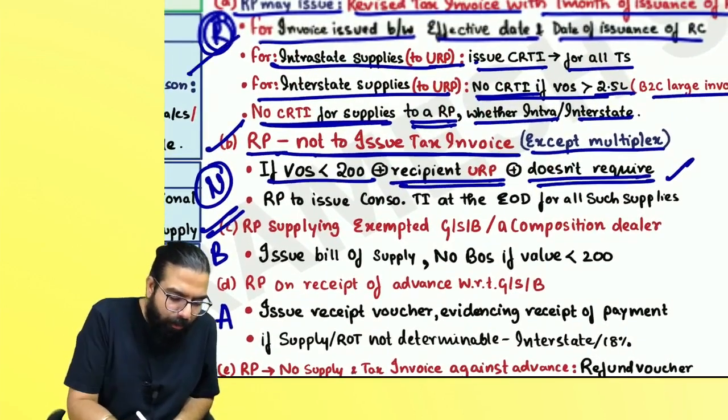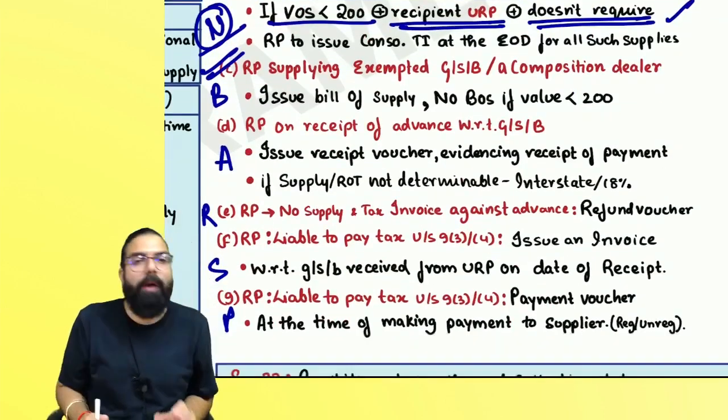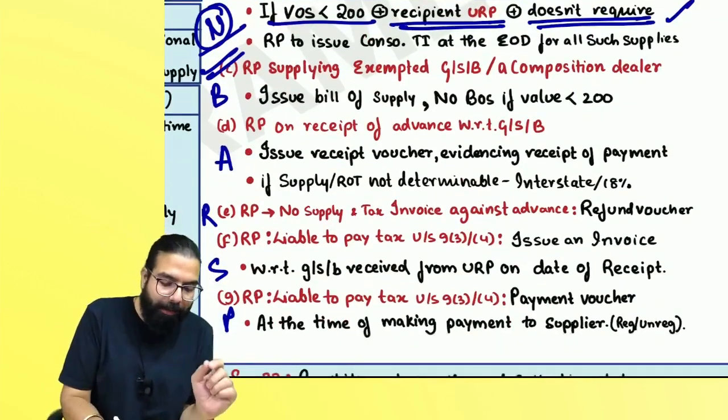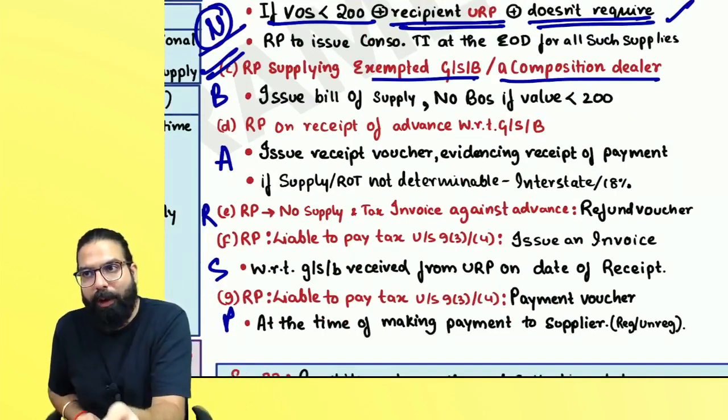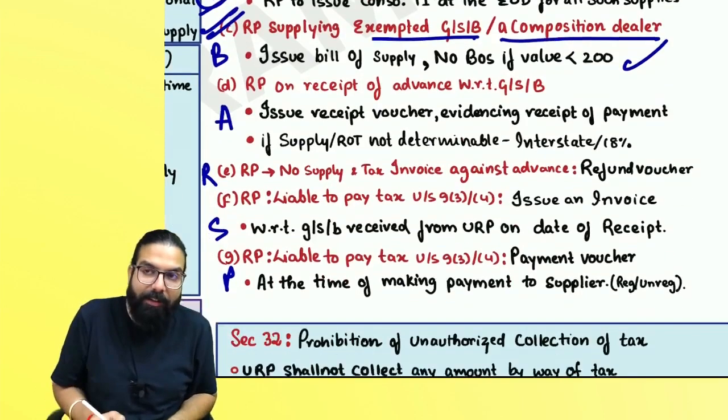R for revised tax invoice, N for no tax invoice, B for bill of supply. If you are a person supplying exempt supplies, or if you are a composition dealer, remember one thing, you will always issue bill of supply. No bill of supply if the value is less than 200.